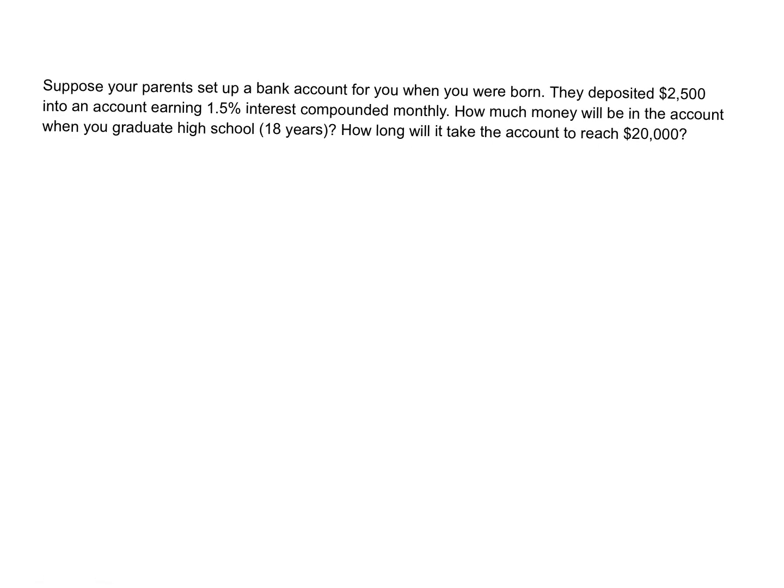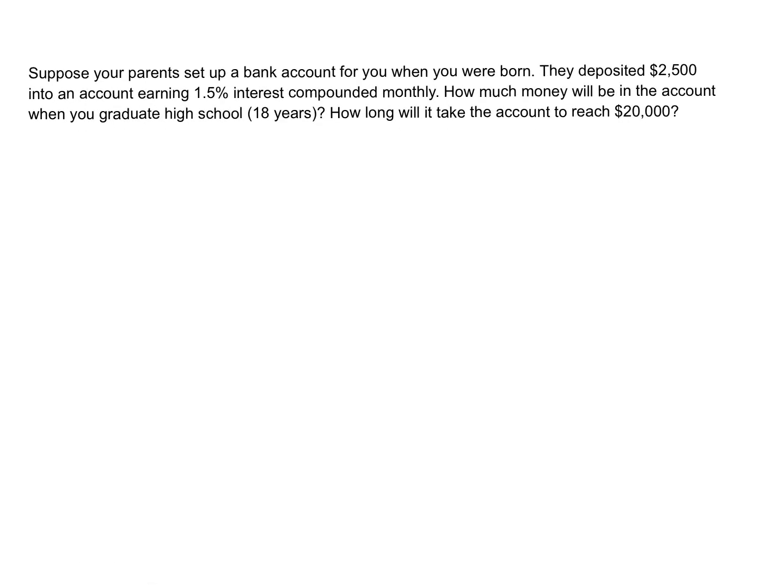In our second example, we have that suppose your parents set up a bank account for you when you were born. They deposited $2,500 into an account earning 1.5% interest compounded monthly. How much money will be in the account when you graduate high school, 18 years? How long will it take the account to reach $20,000? So we have our compound interest formula. So we're going to have A equals our initial amount, 2,500, then 1 plus r, 0.015, over n, which is 12, and then our exponent, 12t.